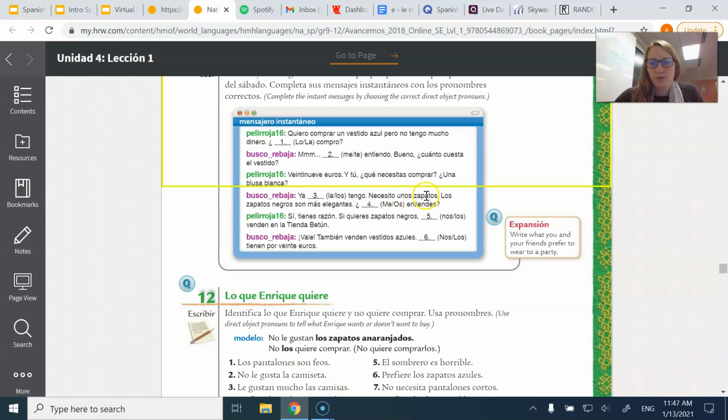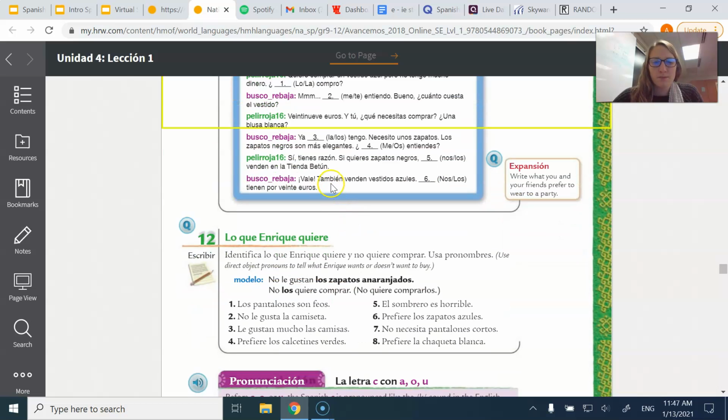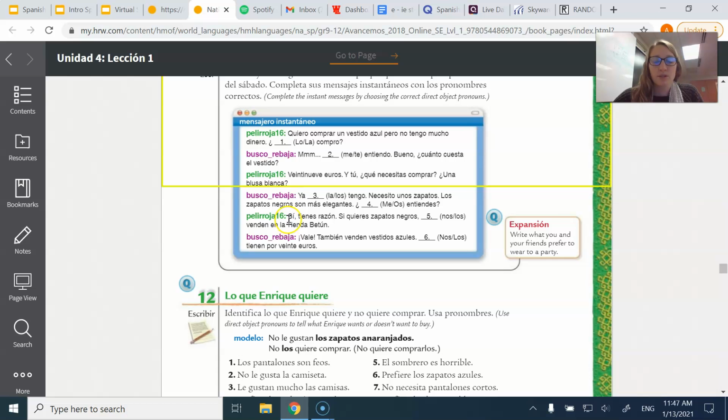Necesito unos zapatos. Los zapatos negros son más elegantes. ¿Me os entiendes? So she's asking, do you understand me or do you understand you plural? She's going to say, you understand me. So, ¿me entiendes? Sí, tienes razón. Tienes razón. Remember that means you have reason or you're right.